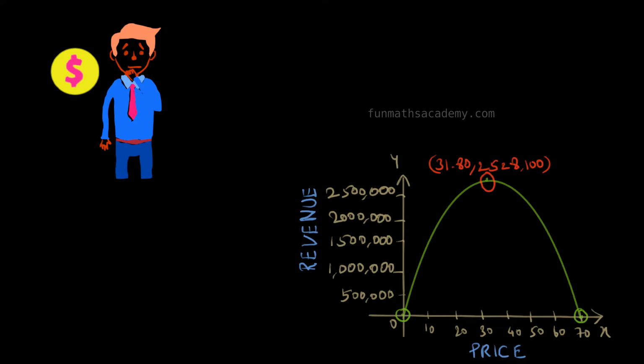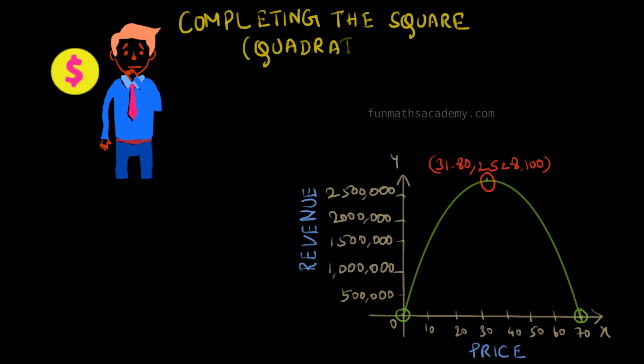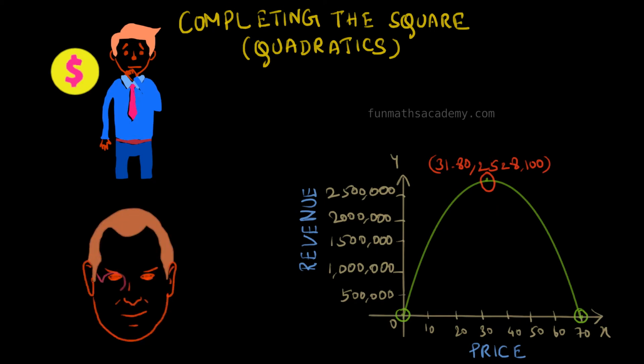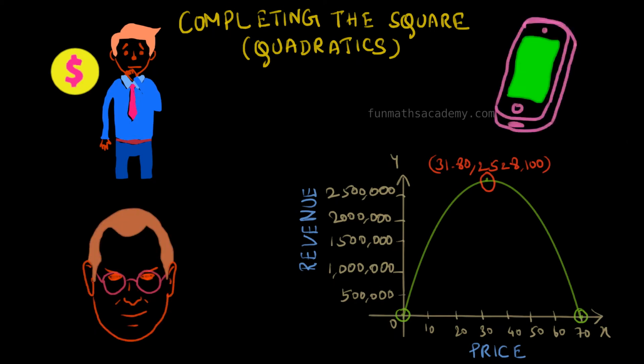Now, the question is, how to set the optimum price for your product. This is where the concept of completing the square method in quadratics comes into picture. In fact, founder of Apple company Steve Jobs used this technique to maximize his profit for all his products. Before jumping into the topic, let us first recall few concepts of quadratics.